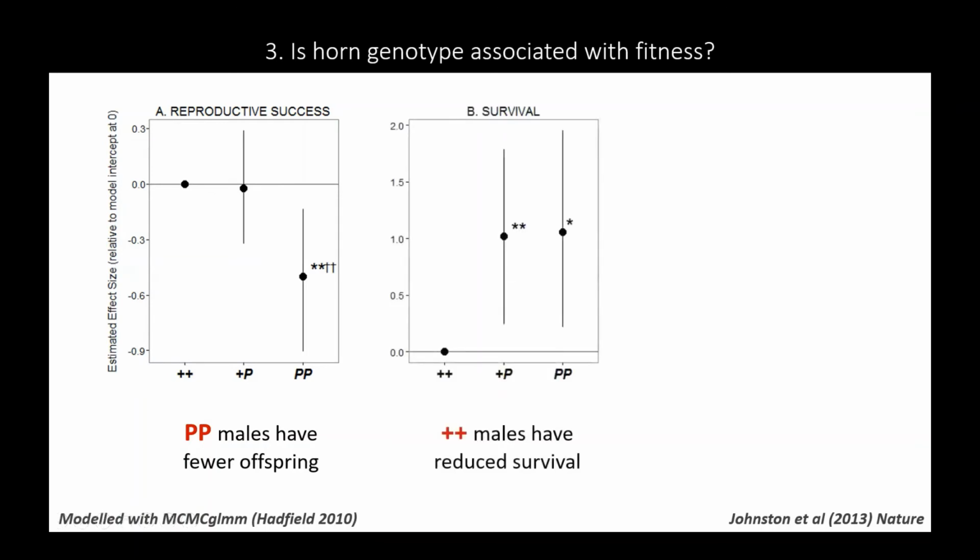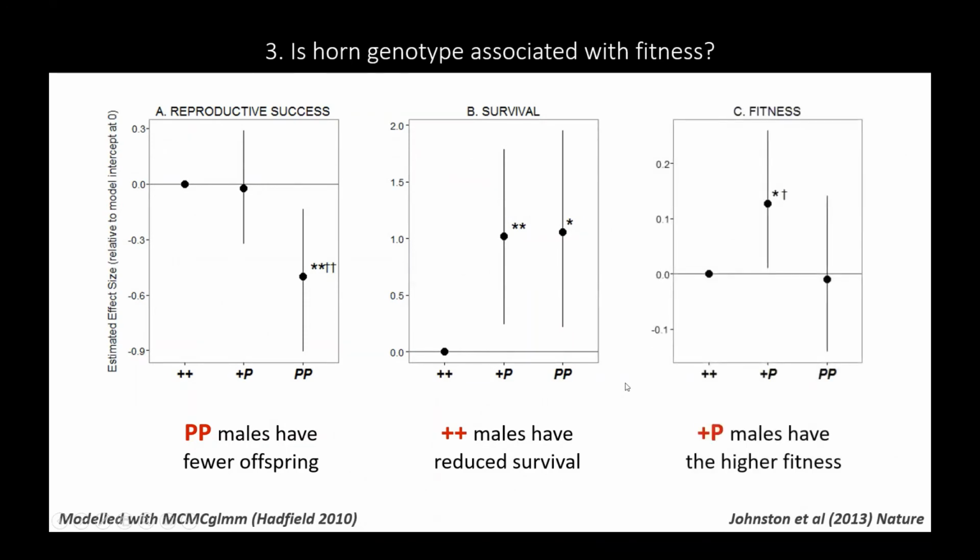But when we looked at survival within a given year, we found that males that were homozygous for the plus allele have much reduced survival. But we found that the heterozygous and homozygous P males actually had very similar survival to each other. So when we took a composite measure of fitness, which integrates the reproductive success and the survival of the individual into one measure, we found that the heterozygous males within the population have the highest fitness. And essentially, this variation in horn type is maintained by a heterozygote advantage at the horn's locus.